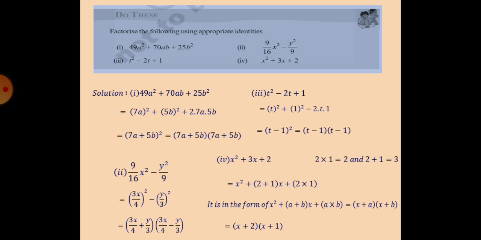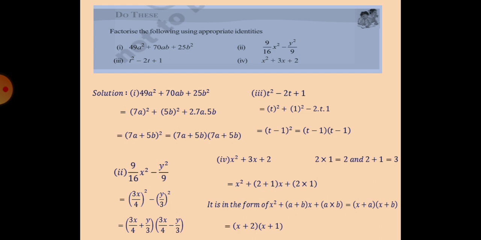Third one is t square minus 2t plus 1. Here also there are two perfect square terms and both are positive. So let us see if the middle term we get as 2ab or not. So we first write down t square, then we have written plus 1 whole square. So a is t and b is 1. Minus 2ab term when we write, minus 2 into t into 1 we get. So this is in the form of a square minus 2ab plus b square, which is equal to a minus b whole square, where a is equal to t and b is equal to 1. So t minus 1 whole square is equal to t minus 1 into t minus 1.